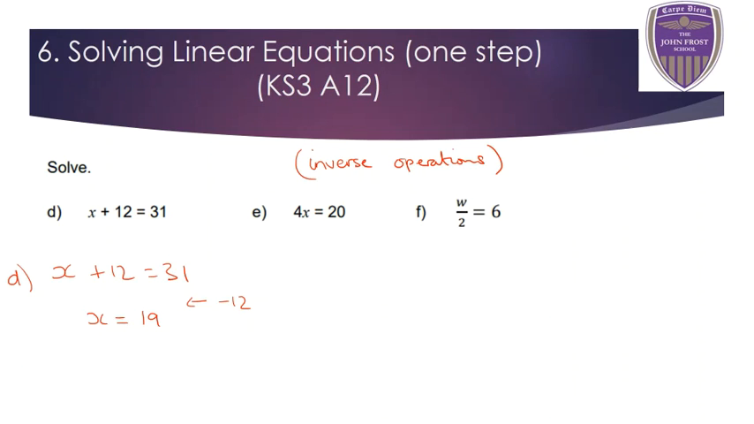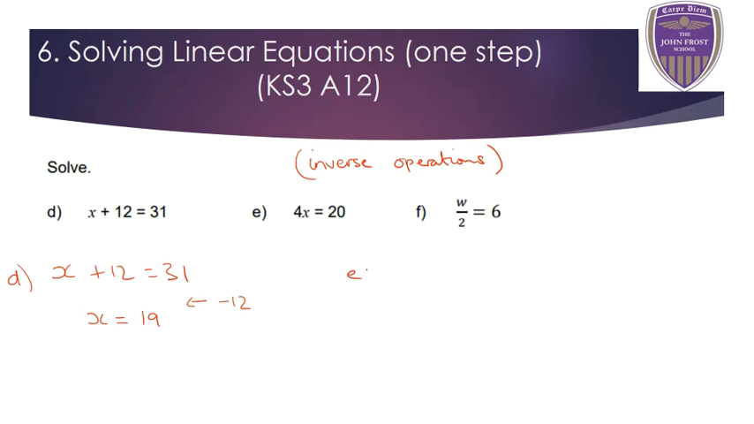Okay, and it's always important with these questions, whatever you're saying the solution is, put it back into the equation to make sure it works. So if x is 19, does 19 plus 12 give you 31? Well, yes, it does. So you know that's the right answer. That's the only correct answer x can be for that one.